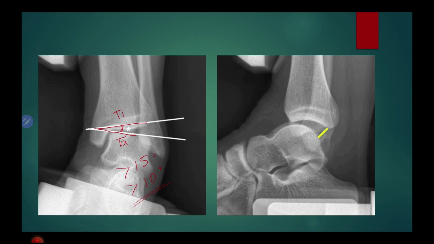And in this anterior drawer stress radiograph, the talus undergoes anterior translation or subluxation, and this distance increases. If it is more than 10 mm, or if the side to side difference is more than 3 mm, then there is anterior talar translation. So the clinical judgment for chronic ankle instability based on ankle stress radiographs requires the images to be consistent and reliable. So the radiograph needs to be taken technically sound.